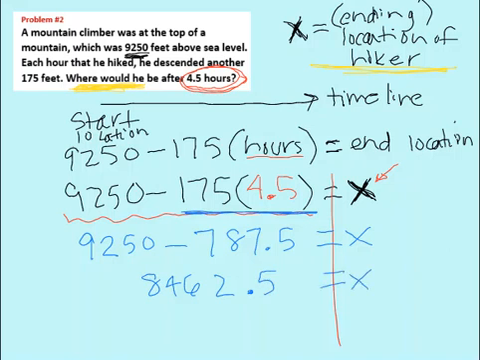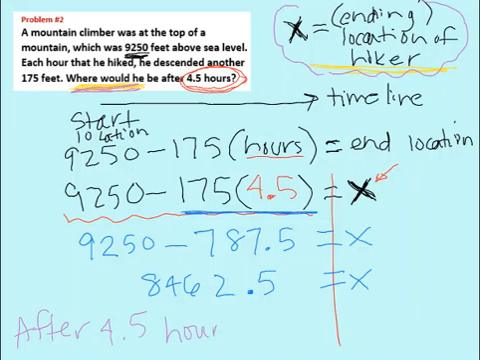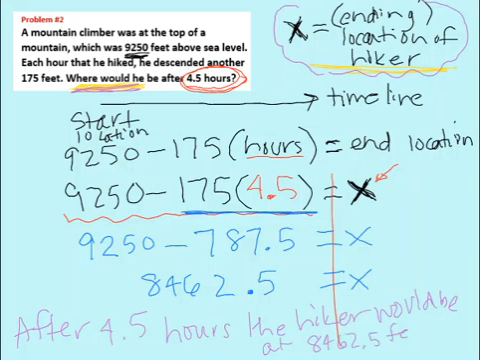So what is that? Is that how long the hiker was hiking? No, we're going to look back at what our x is defined as: the location of the hiker, and that's matching our question. So I would say after 4.5 hours, the hiker would be at 8,462.5 feet, and that's above sea level.